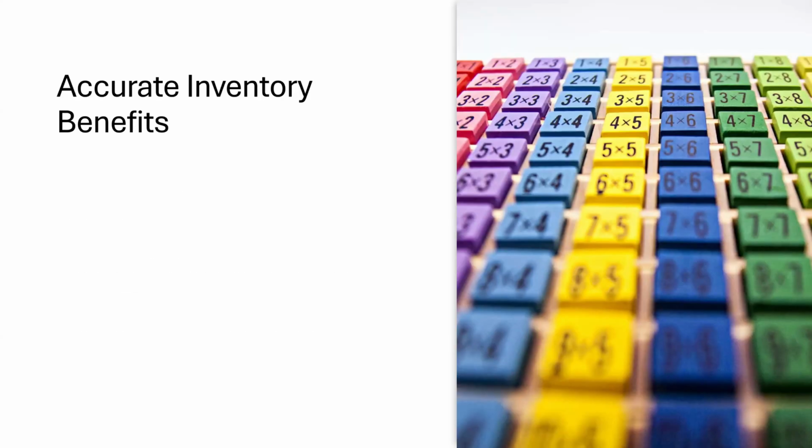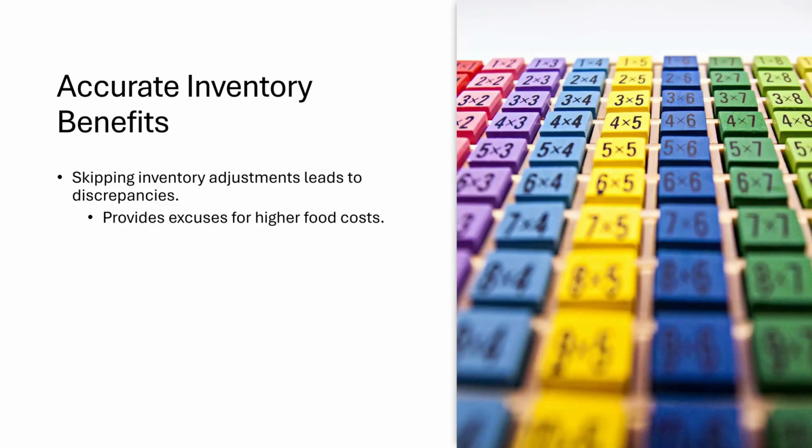The benefits of an accurate inventory: we know that skipping inventory adjustments leads to discrepancies and provides excuses for higher food costs. We need to know what those are because, again, it affects the bottom line. Accurate numbers hold staff accountable, right? No theft or eating stuff out of inventory.